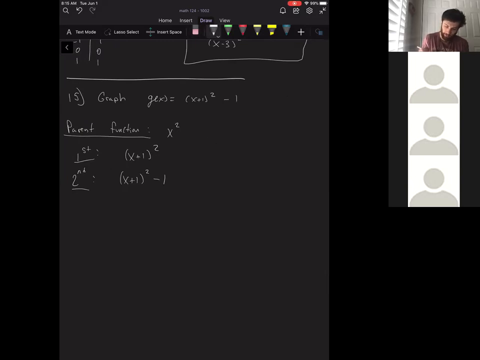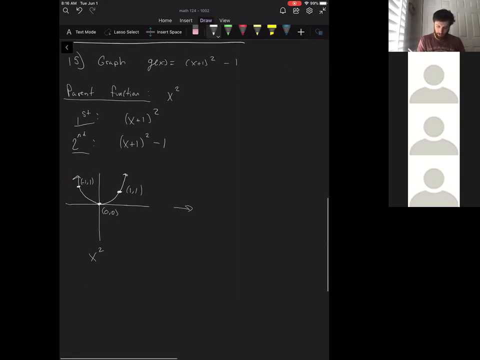Okay, so let's start with the parent function, x squared, which we graphed last time. So I just did a parabola, and then we put these 3 points on it: -1, 1, the 0, 0, and then 1, 1. So here's x squared. Okay, so now let's move on to the first transformation, (x plus 1) squared.